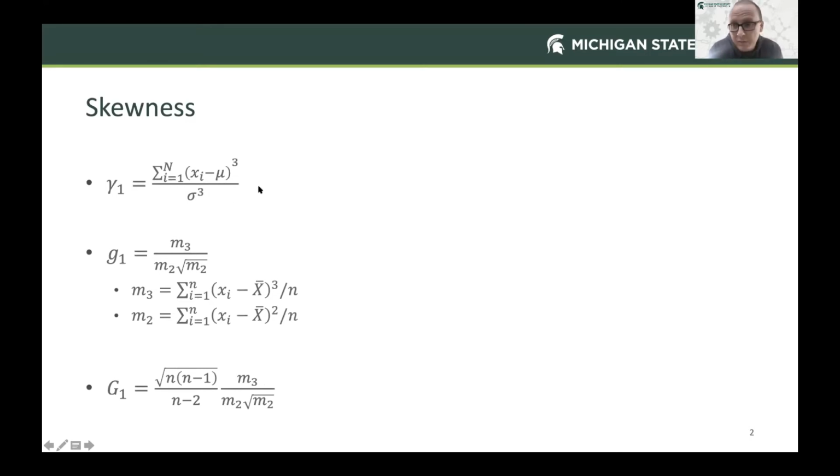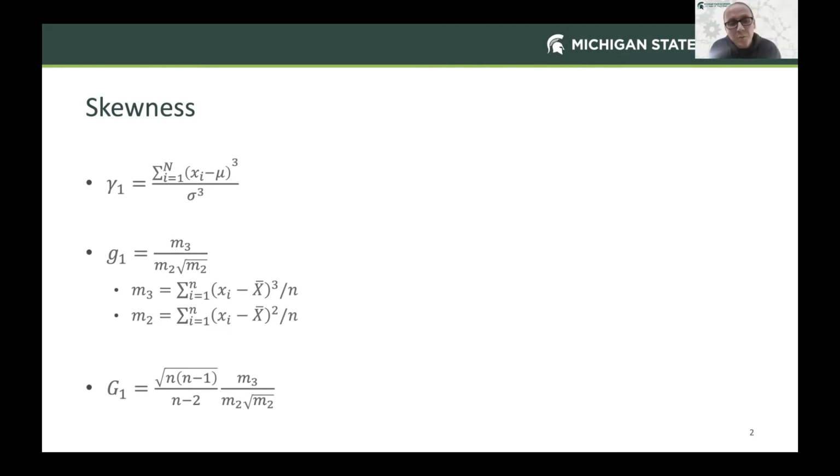So we would subtract off that population mean, which is known to us, cube that for each data point, and then sum that and divide by basically the third power function, so the variance to the 3/2, or the standard deviation cubed. Now, in practice, we don't have those quantities available to us because typically the variance is unknown and the mean is unknown, and we're estimating that based on sample data.